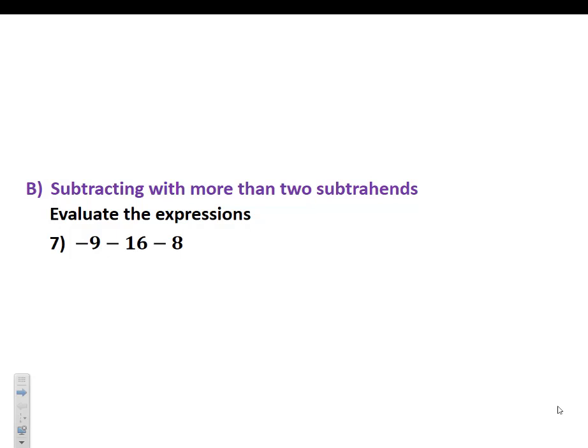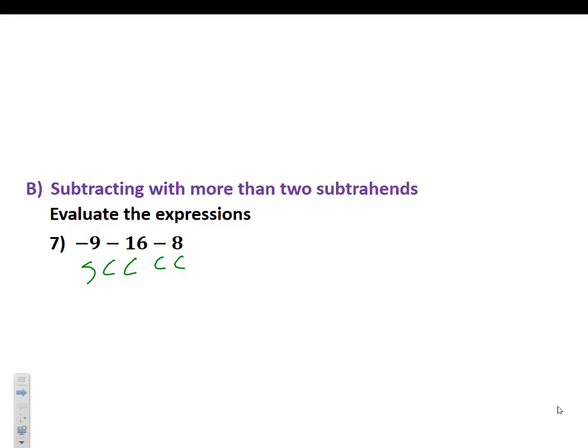So in this particular case, number 7, evaluating this expression, negative 9 minus 16 minus 8. We're still going to use our same change. However, there's another subtraction problem, so we're going to go change. We don't need another same. We just keep changing when there's a subtraction problem to addition, with the next term being the opposite or inverse.